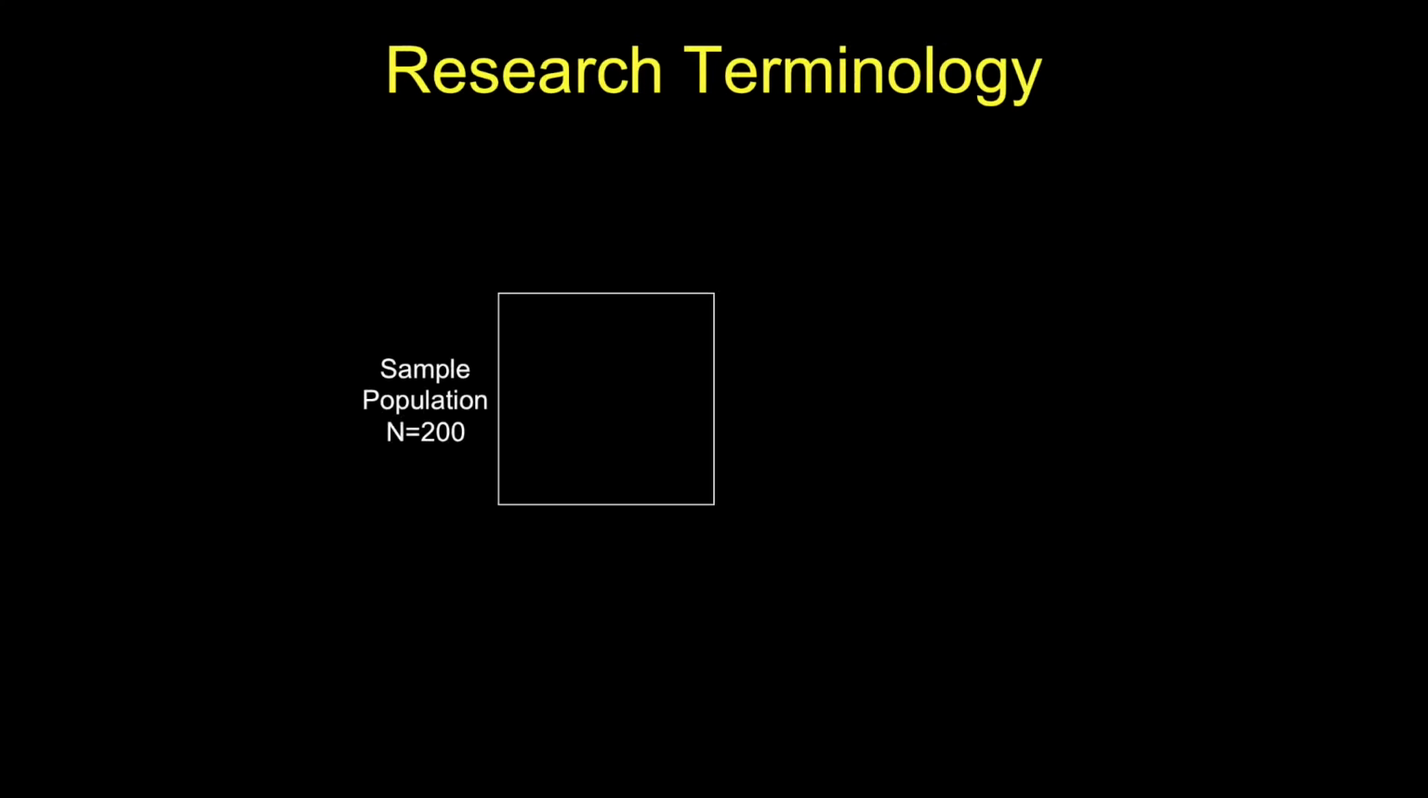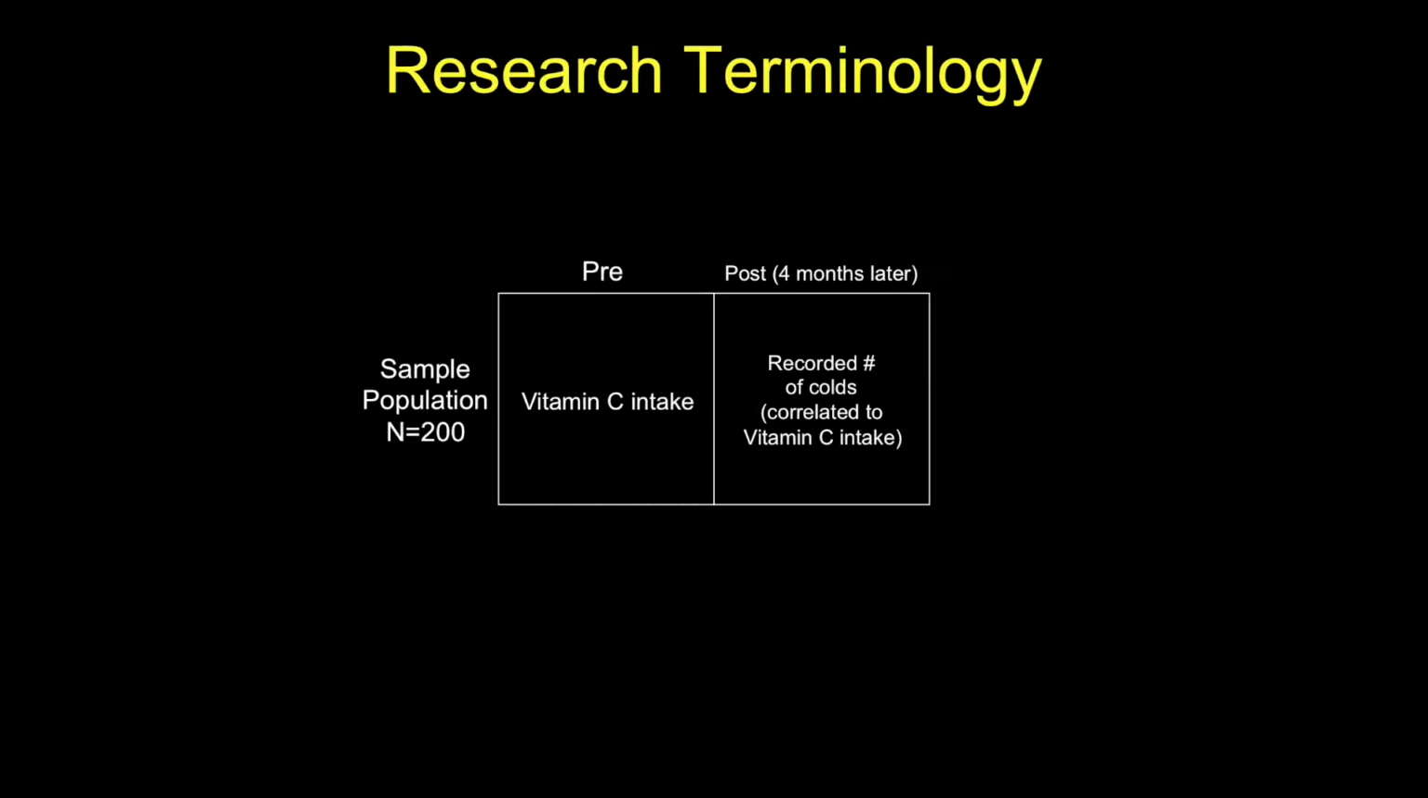Another example, if we have a sample population here of 200 people and we're looking at vitamin C intake, and 4 months later we're looking at the number of colds and trying to relate that to vitamin C. What's the independent variable here? The independent variable is time, and that is you're looking at a period of time 4 months later as far as their vitamin C intake is concerned. What's the dependent variable? You're basically looking at the number of colds that these folks get based on what their vitamin C intake was.